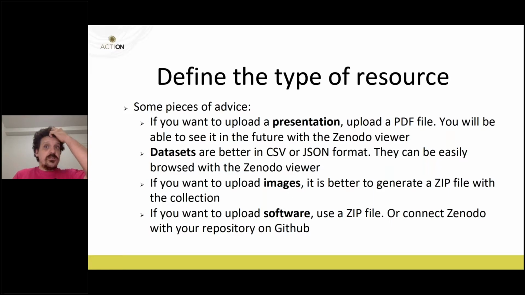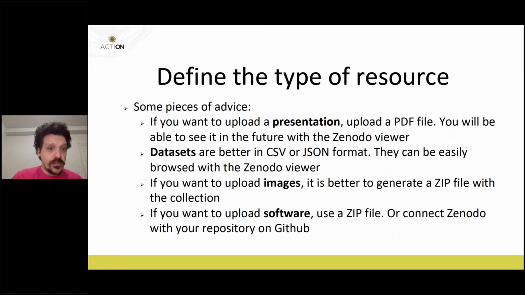If you want to upload images, it is better to generate a zip file with the collection of these images. Because if not, you have a lot of identifiers, and Zenodo is not designed to show a collection of images. Zenodo only lists the images, and you have to click there and see each image. It's not usable. So if you generate images for your research, like in the case of the stellar spectra, generate a zip file and upload the zip file to Zenodo. It's easier, and you can cite this file more easily.